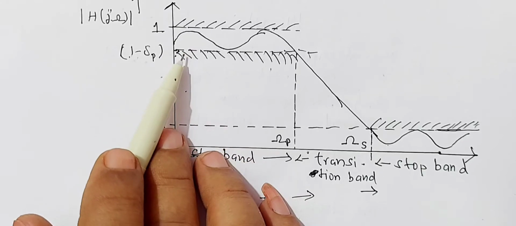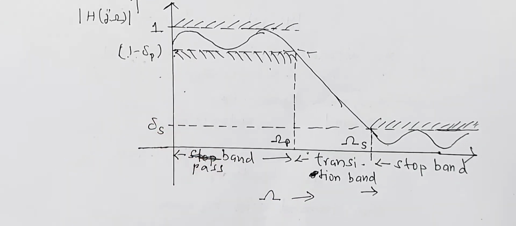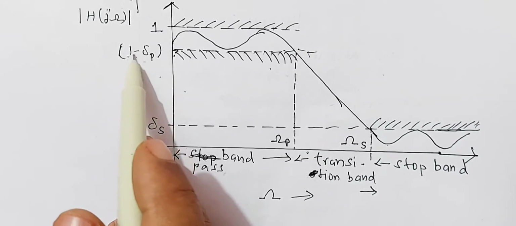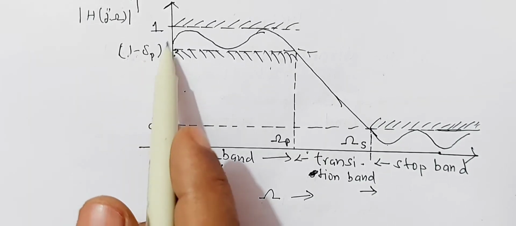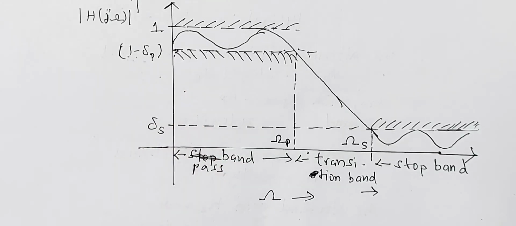And from 1 to 1 minus delta p is allowed. Here delta p is called tolerance in the pass band. That is, you can tolerate that value. You can also consider that value, because if delta p is 0.1, then what is 1 minus delta p? 1 minus 0.1 is 0.9. 1 is almost equal to 0.9. Therefore, delta p is called tolerance.